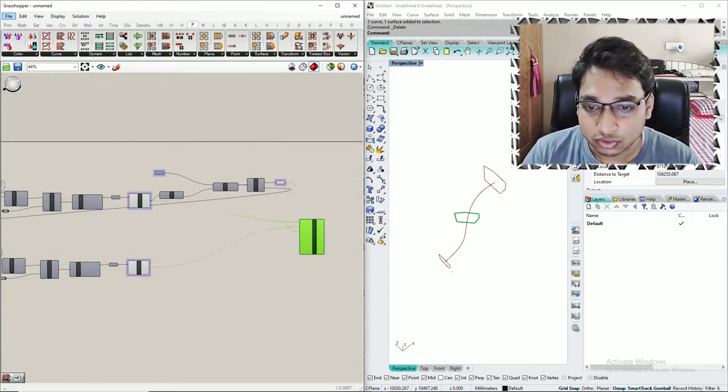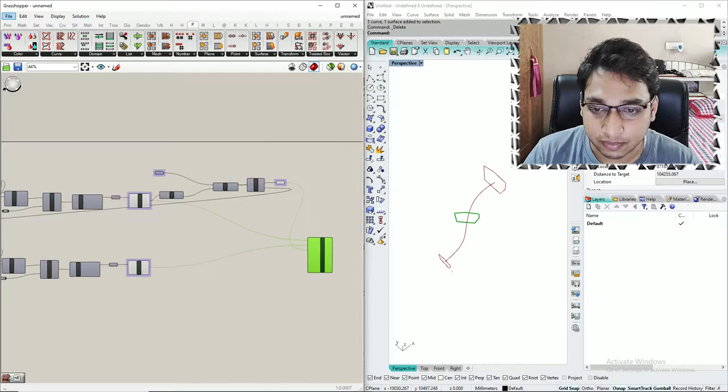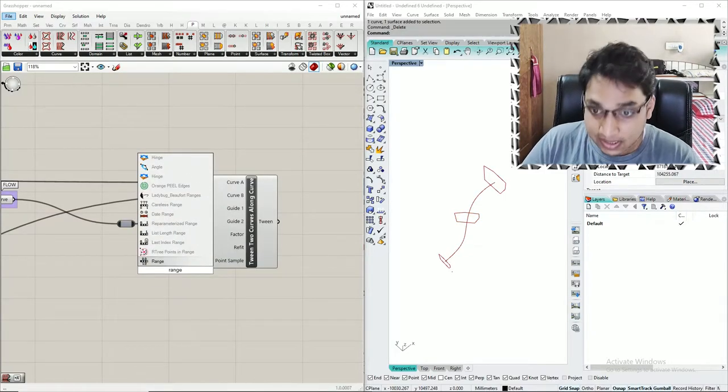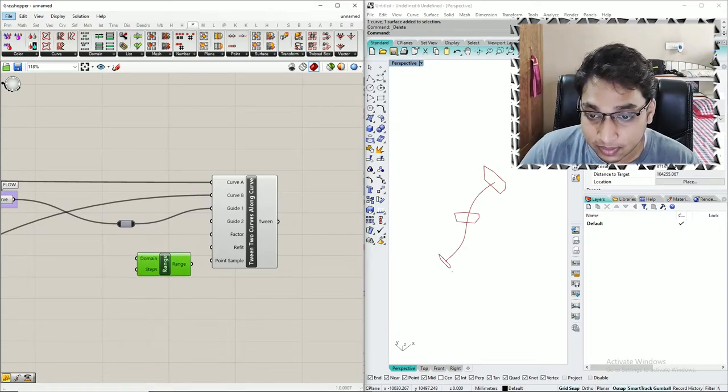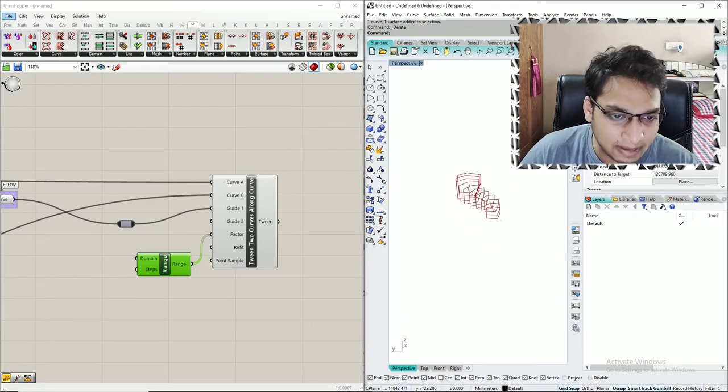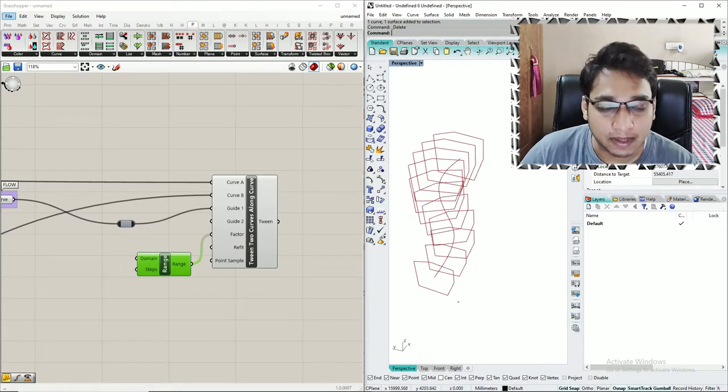middle curve. So the best way of moving forward with that is to make a range so that I can get a factor of more than one curve. By default it is 10. So to be honest, this looks quite interesting as the main structure of my bridge.